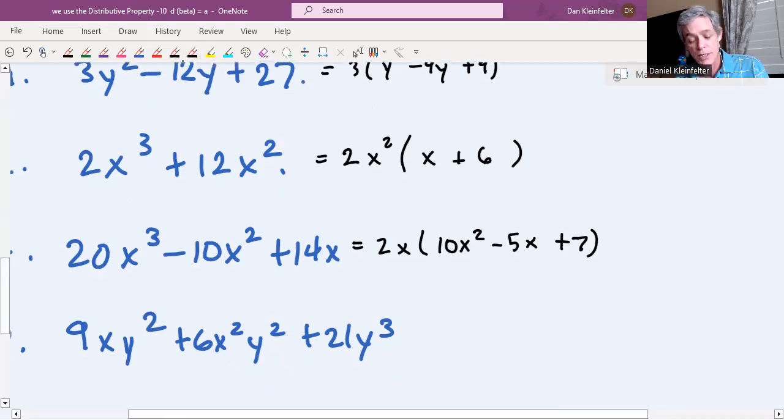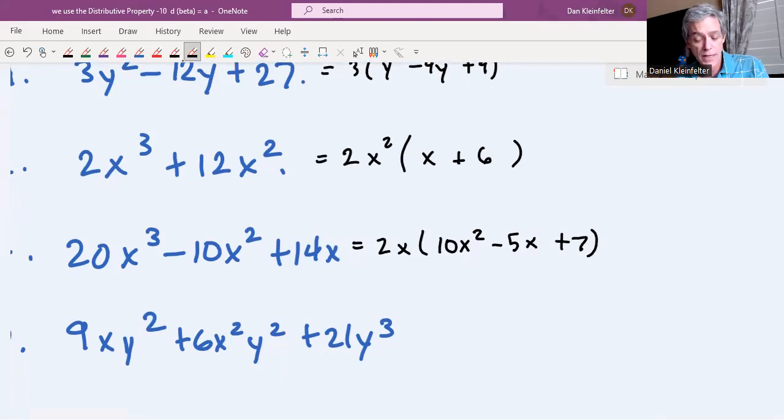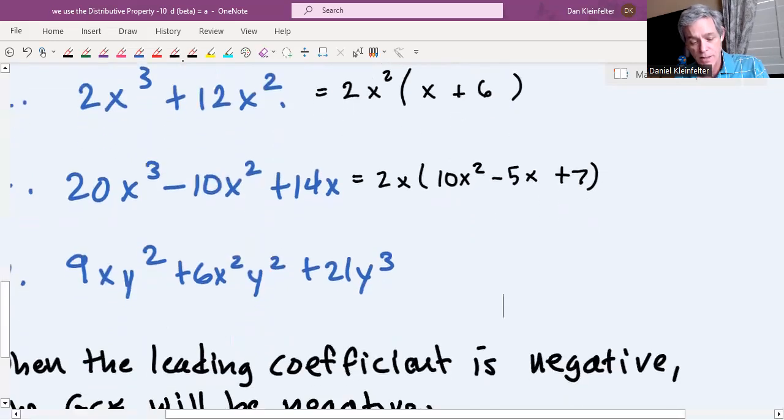Okay, once again, let me check. 2 times 10 is 20. X times x squared would be x cubed. That's good. 2x times 5x is 10x squared, and it's a negative. And 2x times 7 would be 14x. Okay, so that looks good.